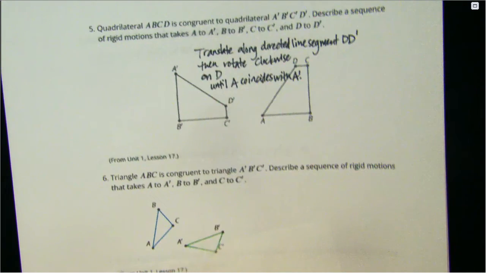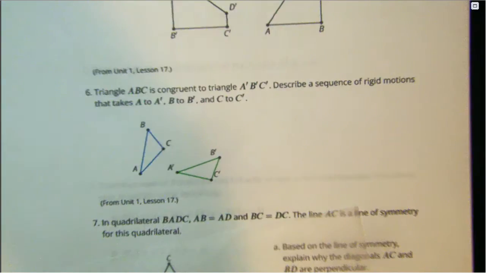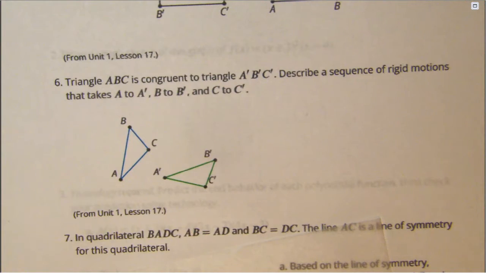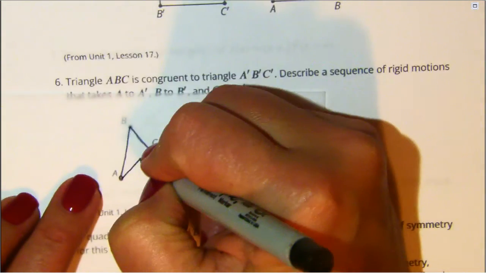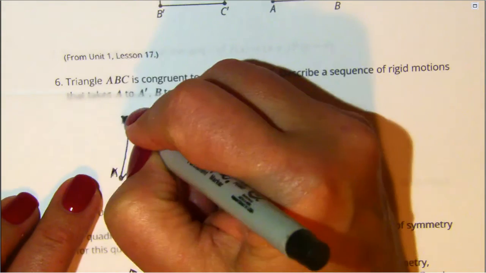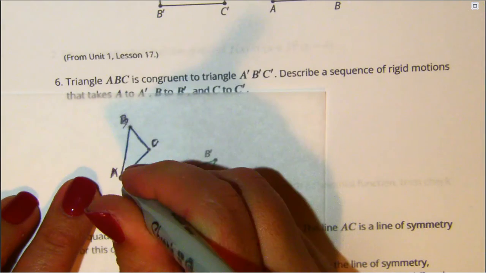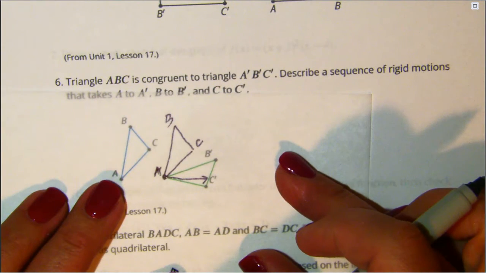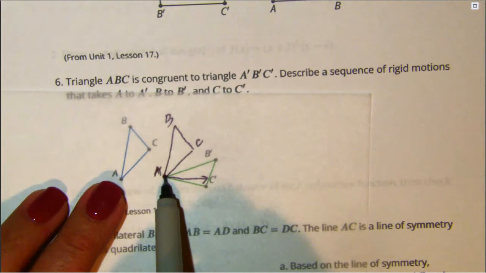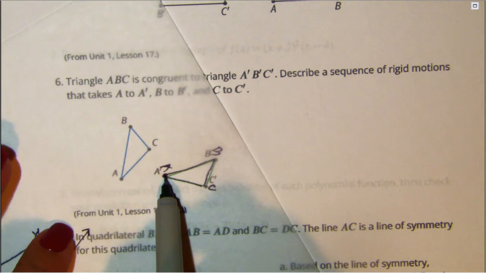Number 6, there's another one. Triangle ABC is congruent to triangle A prime, B prime, C prime. Describe a sequence of rigid motions. All right, I'm going to line up, we'll go A to A prime. Then rotate clockwise on A until C coincides with C prime.